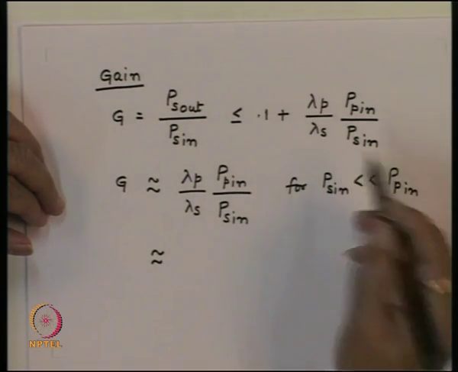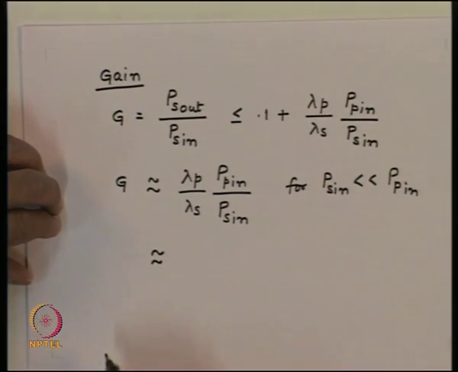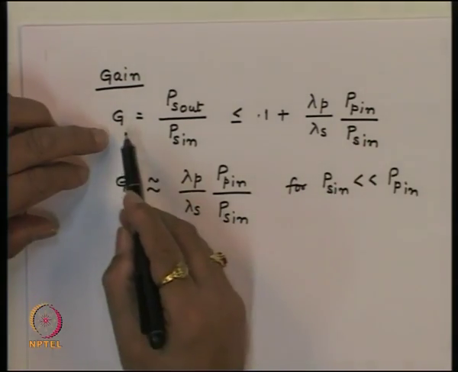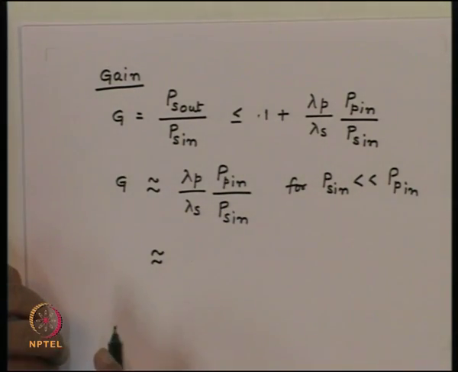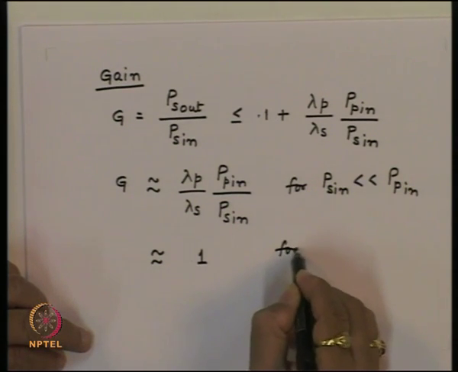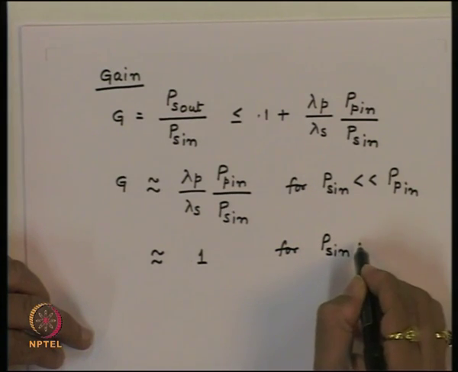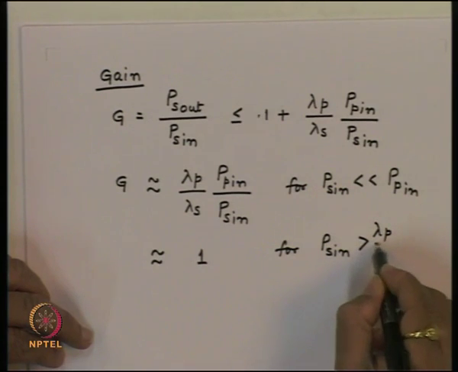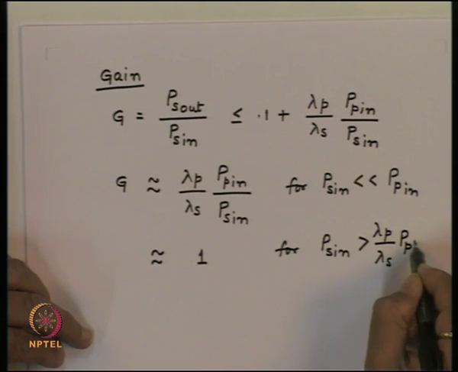If you take another situation where the signal power is larger compared to the pump, then this factor will be very, very small and the gain essentially will go to 1, or 0 dB. So this will be approximately equal to 1 for P signal in greater than this quantity, which is lambda P upon lambda S times P pump in.